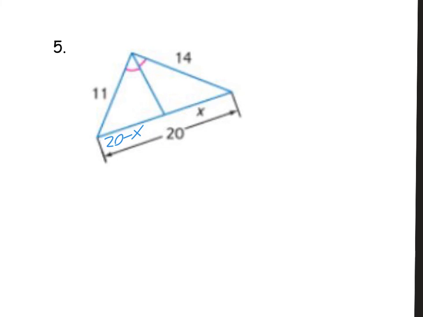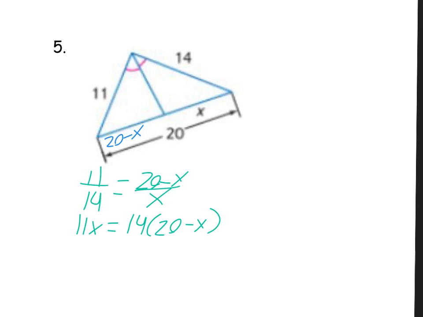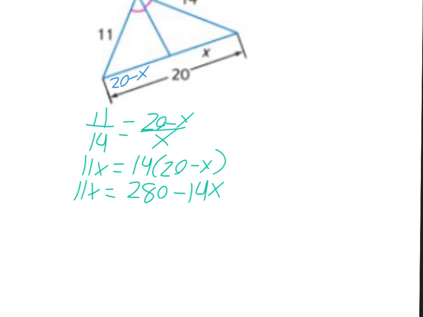So set up our proportionality. 11 to 14 must equal our 20 minus x over x. Cross products. 11x is equal to 14 times our 20 minus x. Distribute that in there. 11x is equal to 280 minus 14x. I'm going to add 14x to both sides, which gives me 25x is equal to 280.